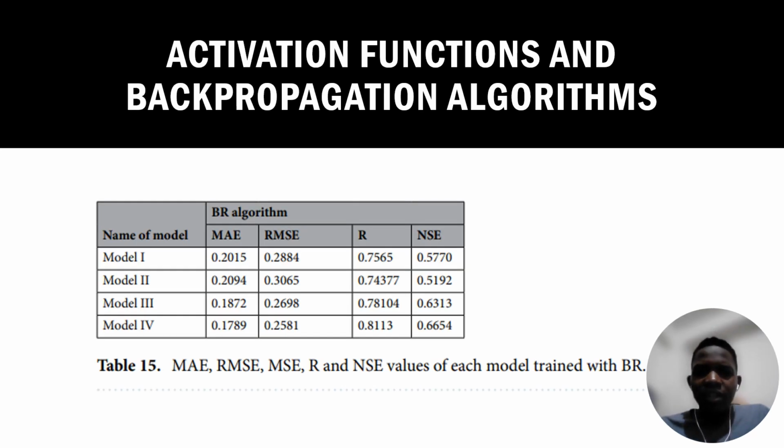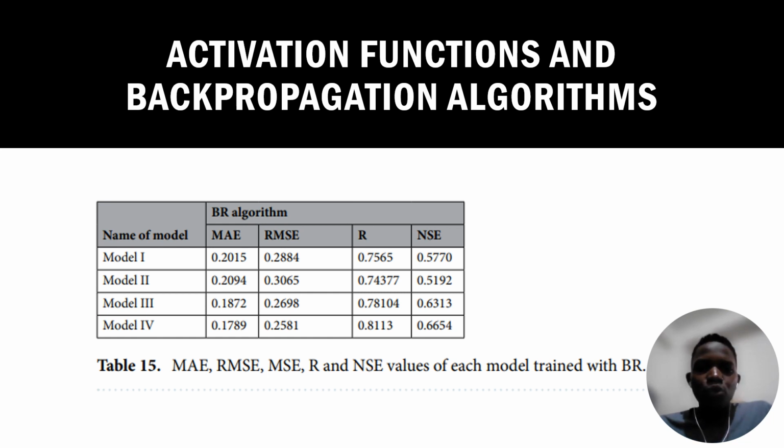Okay, next we look at activation functions and backpropagation algorithms. The study employed 3 backpropagation algorithms: Levenberg-Marquardt, scaled conjugate gradient, and Bayesian regularization. These algorithms were chosen to reduce error rates and enhance the model's reliability and generalization capabilities. The key finding was that the Bayesian regularization, or BR, algorithm trained ANN models exhibited maximum performance with a high correlation coefficient and minimum root mean square error, outperforming models trained with the other algorithms.